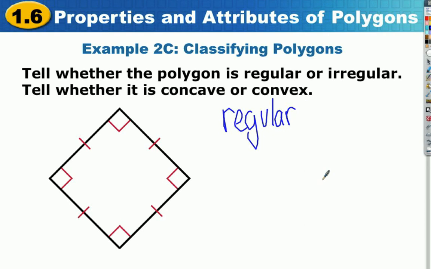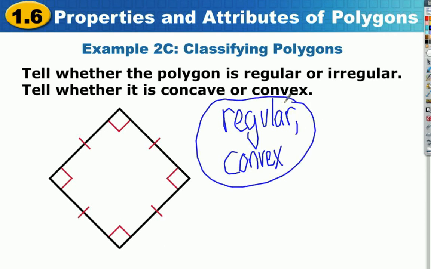What about concave versus convex? Give me a thumbs up if it's concave, in your opinion. So everyone thinks it's convex, and you would be correct. Convex. Any comments, questions, concerns on this? All right.